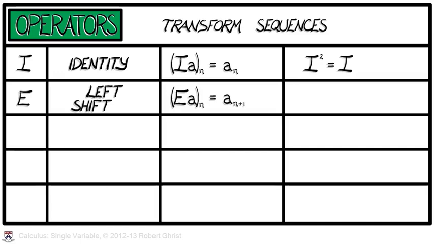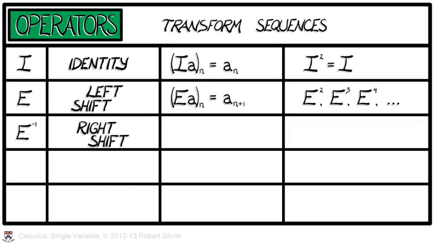E is the left shift operator. That is, E of A is the sequence which, in the nth slot, gives you A sub n plus 1. And again, we can take powers of E to shift further to the left. If there's a left shift, then there must be a right shift. This has the notation E inverse. It undoes E.